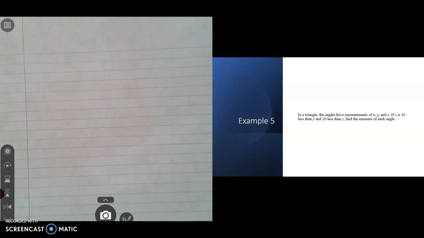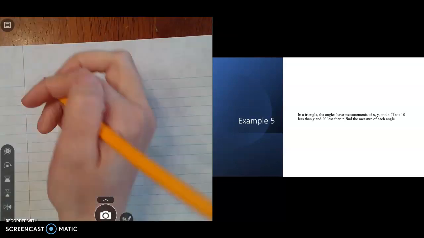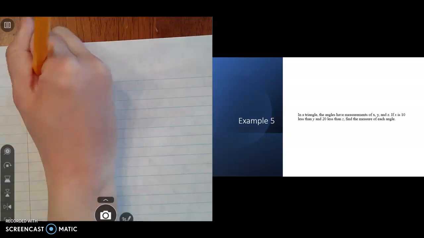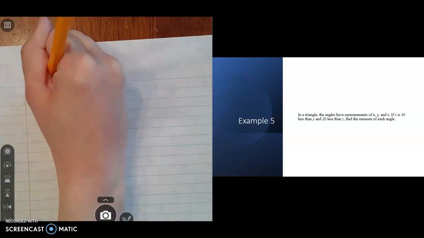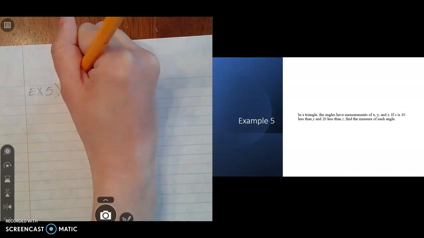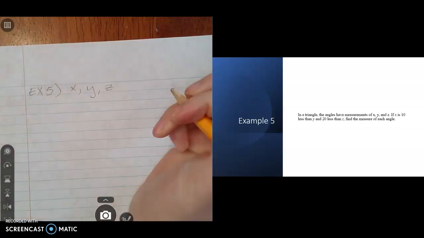The last one we're going to do here is an example which will involve a 3x3 system of equations for an application problem. So in example 5, we have a triangle, and the angles have measurements of x, y, and z. So those are the amounts in degrees. Okay? And what it tells us first, so those are our variables. We have three angles x, y, and z.